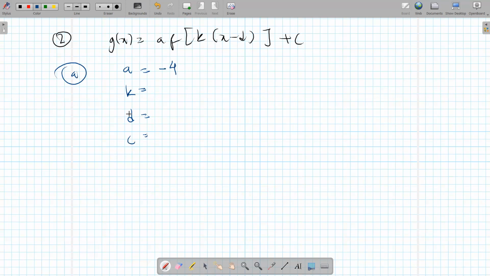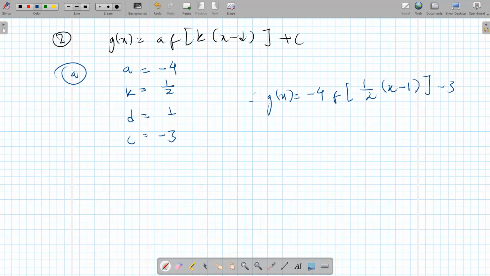For k, horizontal stretch by a factor of 2. Now k is a little bit weird. If it's a stretch, it's going to flip upside down. Horizontal translation to the right 1 unit means d is 1. And then vertical translation down 3 units means c is -3. So for part a, the final answer is g of x equals -4 f of, k is 1 over 2, x minus 1, minus 3, and there you go. That's the answer to a.